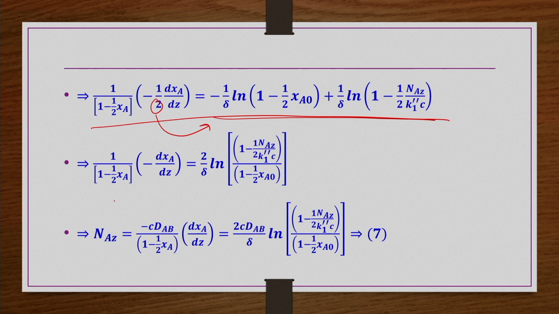Now, this equation's left hand side we are keeping as it is, because if you multiply this left hand side by c dAB, then that would be the same as flux. So, the same c dAB if you multiply in the right hand side, 2c dAB by delta ln of 1 minus 1 by 2 NaZ divided by k1 double prime c divided by 1 minus 1 by 2 x a naught.